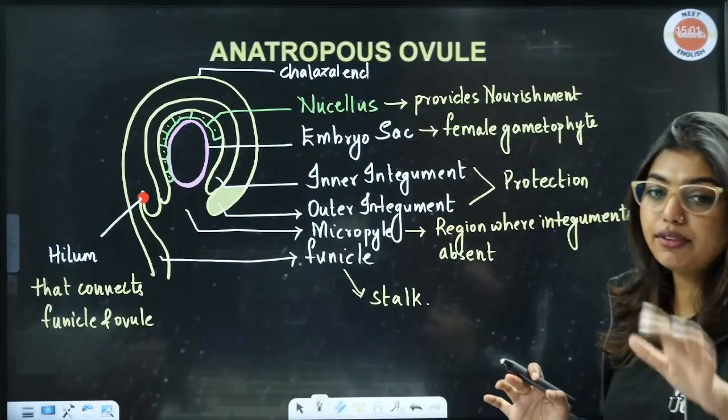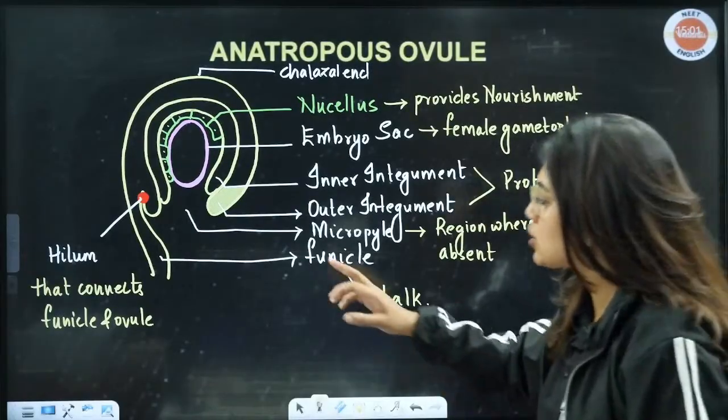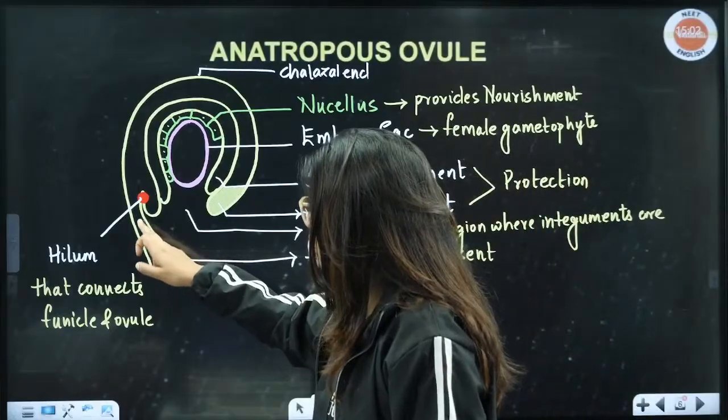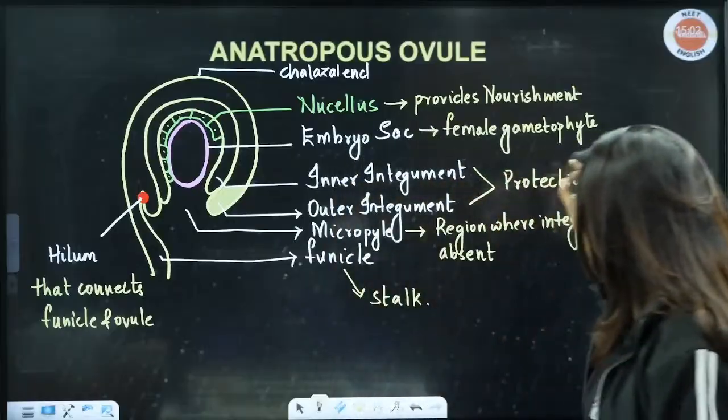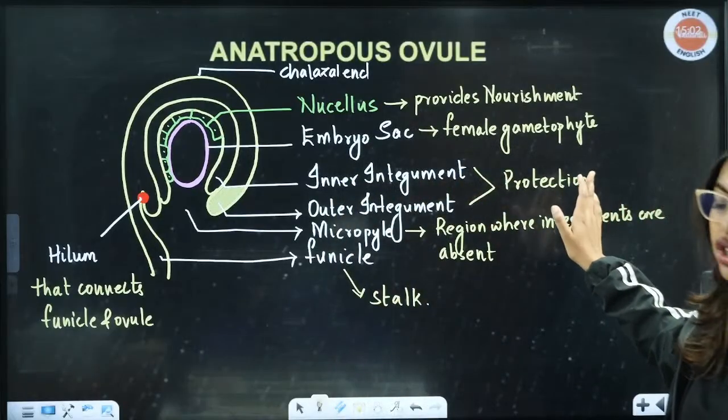Just look at the ovule, and if any of you have a doubt, please let me know. You'll notice, students, there is a stalk-like structure, and if you come like this, you will see two integuments, whose main function is going to be protection.